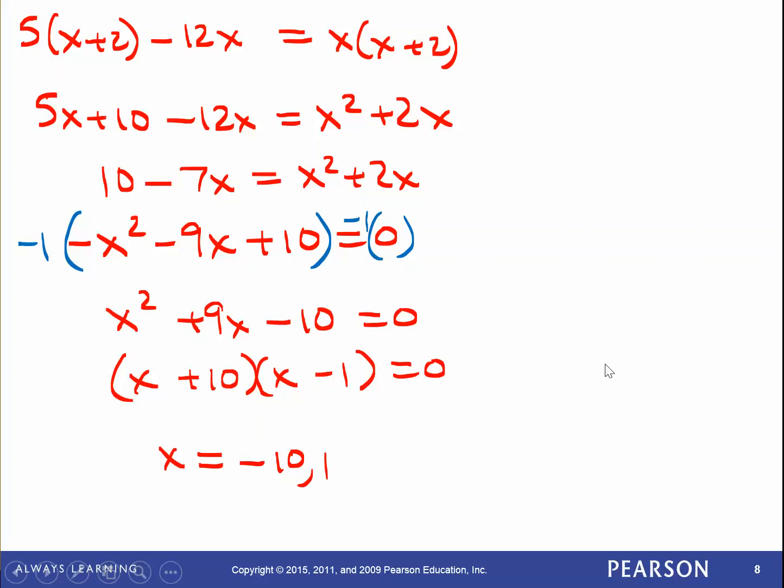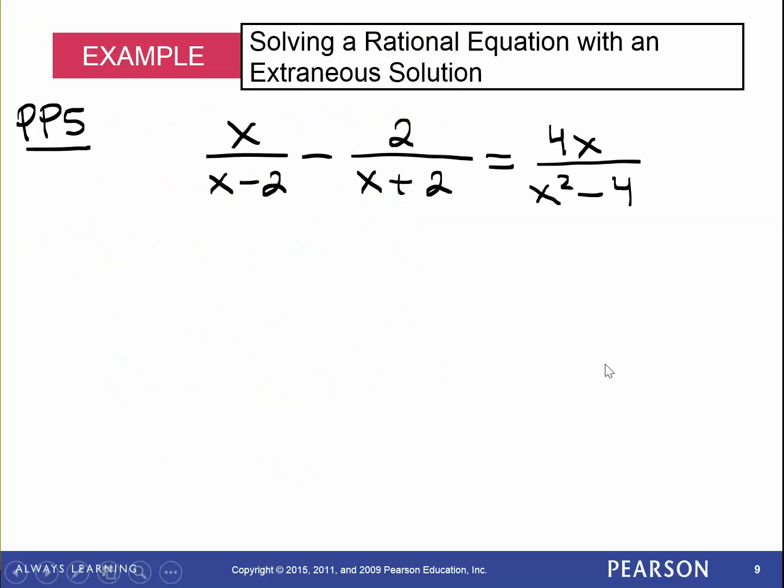Cool. All right, so I give you this one here from start to finish, all yours. Can you guys do this one? So think about your domain restriction.